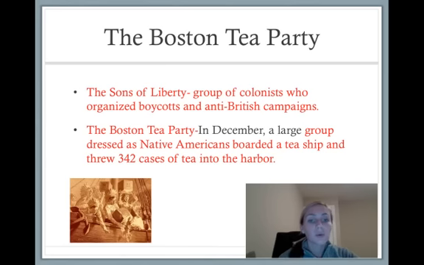So they organized a group called the Boston Tea Party, and this group of people dressed as Native Americans boarded a tea ship and threw hundreds of cases of tea into the harbor. So they literally threw it in the water. So this is the tea that the British thought that they would sell and that they were making all this money off of, and they completely ruined it all.